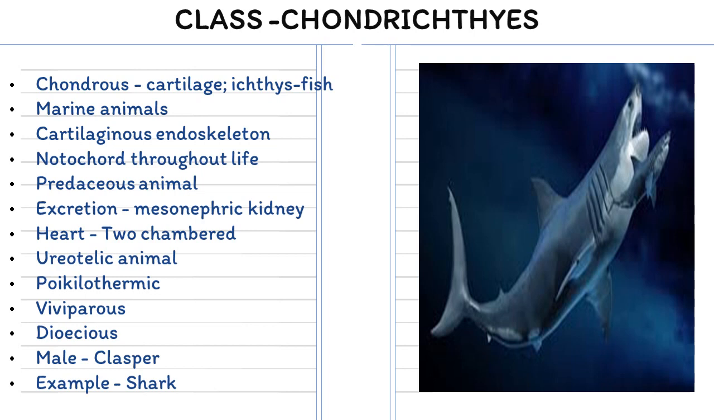The extension of the pelvic fin is called the clasper. This clasper is used for mating, to transfer the sperm cells to the female. A pair of claspers is present in the male, right? And one best example we could say is the shark, right?